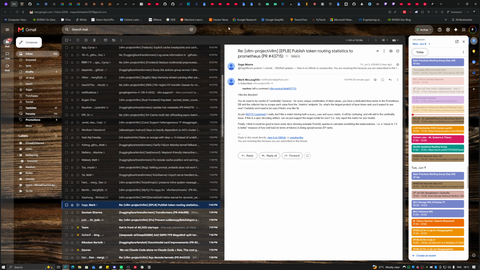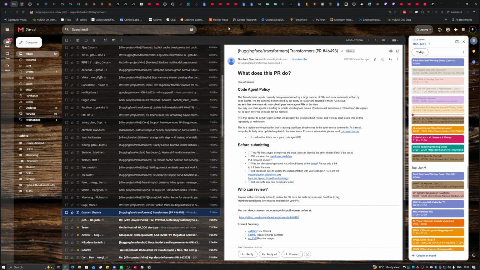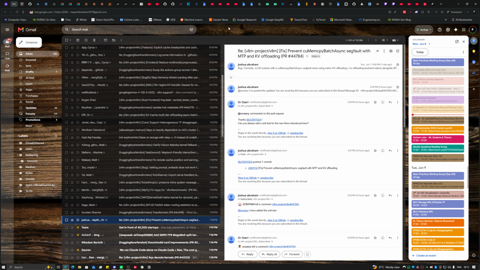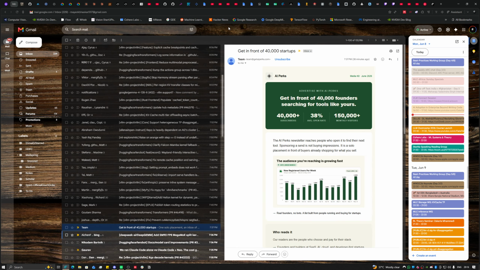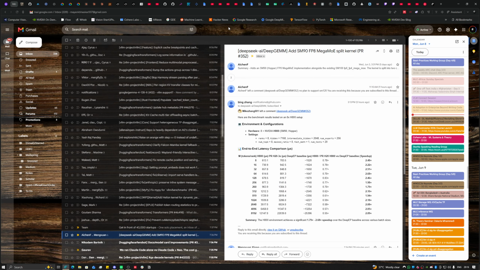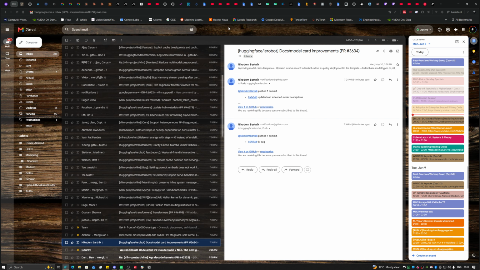Helium kernel dynamic token routing, standards of Prometheus, patch, AI bugs, SM90 FP8 mega MoE kernel split.